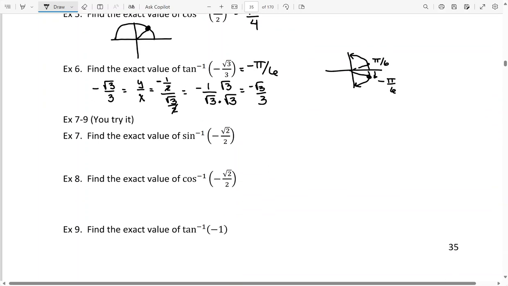I think on the next 3, I'm going to have you try it. I'm going to hit the pause button and then I'll write in the answers. You compare your answers to mine and we'll come back in just a moment.